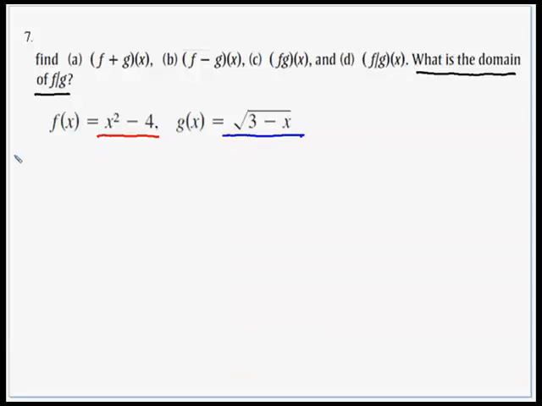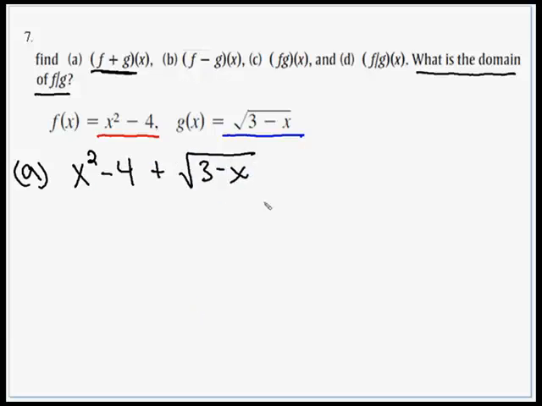So let's start with the easiest one, of course. A, we're going to add them together, f plus g. And since we're adding, we don't even need to worry about putting them in their own set of parentheses. This is just x squared minus 4, and we're going to add to that our root of 3 minus x. Are there any terms we can combine or simplify at all? No, nothing. So we just leave it like that.